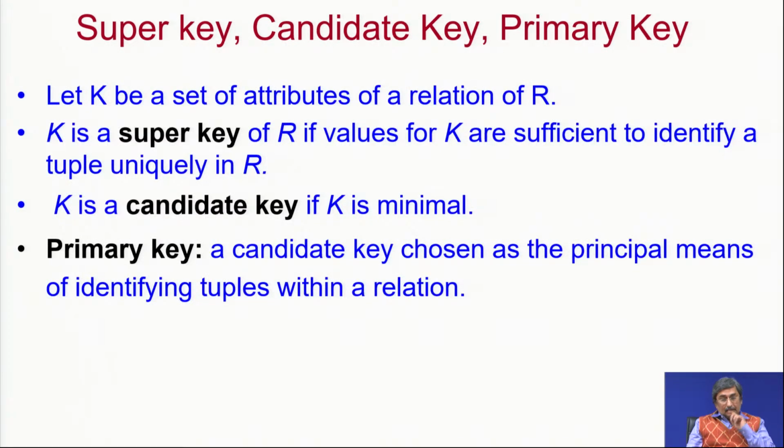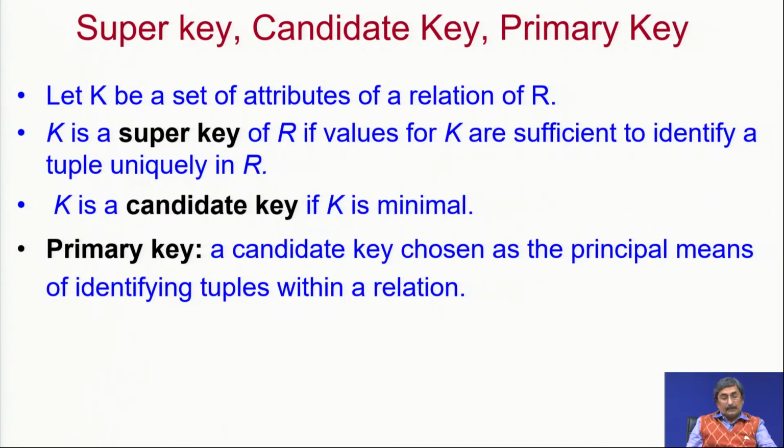Now, we have seen certain questions on keys, candidate key, primary key, super key. So, given a relation R, let us say that K is a set of attributes, not the whole set of attributes, maybe a part of that. Now, K is called a super key if the values of K are sufficient to identify a tuple uniquely in R, right. Now, if K is minimal, K is a candidate key, and any candidate key can be chosen as the principal key or as the primary key to identify tuples in a given relation or in a given table.